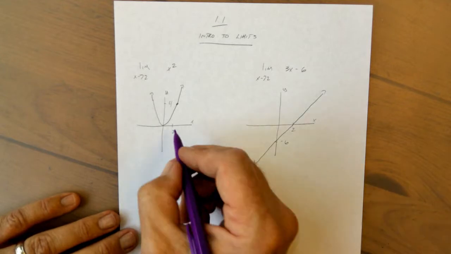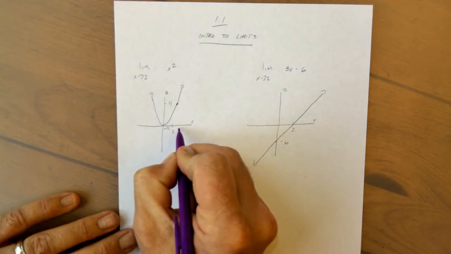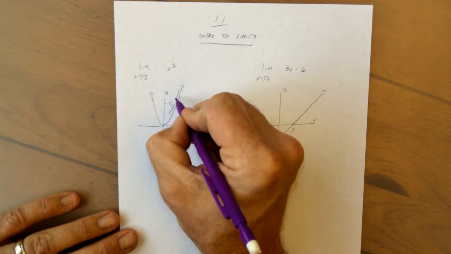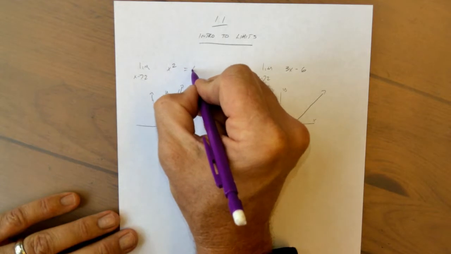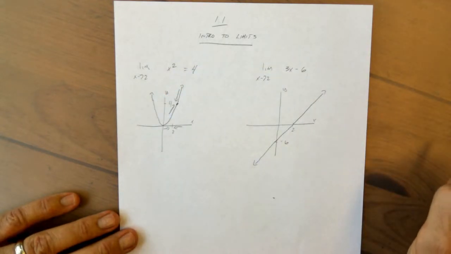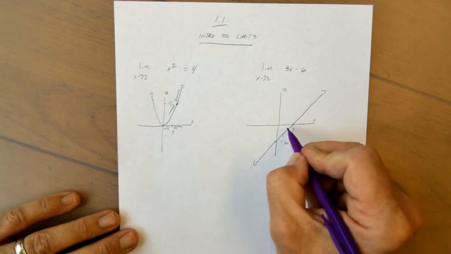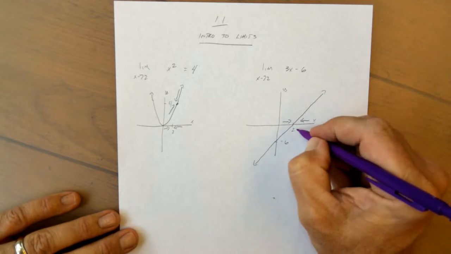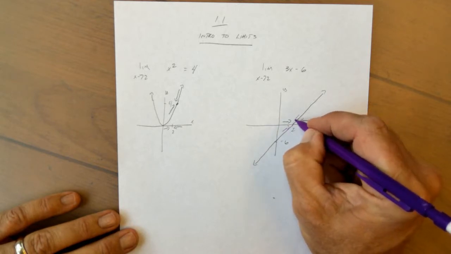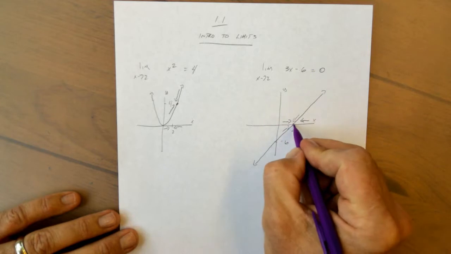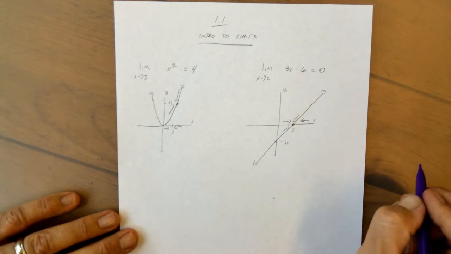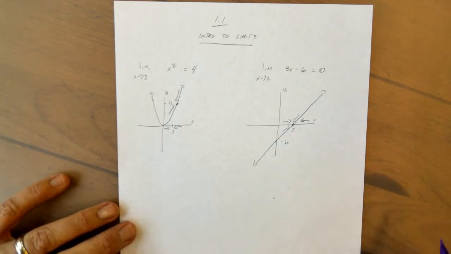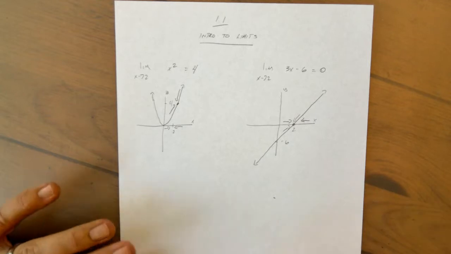So we can see here that as we get closer to 2 from the left and from the right side, our function values are getting closer and closer to 4. So we would say that that limit is 4. Here for our linear function, as we get closer and closer to 2 from the left and the right, you can see our function values are getting closer and closer to 0, right? Because this is our x-intercept, so that is when y equals 0. So those are pretty easy to see on our graph.